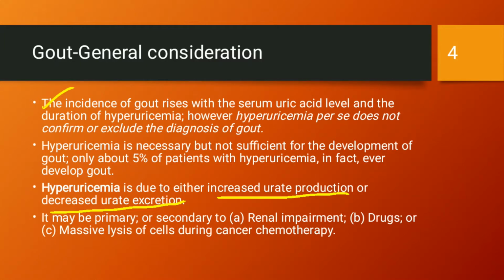in the body. Okay, so it may be primary or secondary to renal impairment, consumption of certain drugs, or massive lysis of cells during cancer chemotherapy. So there are certain conditions that may give rise to hyperuricemia, like renal insufficiency, where the kidney is unable to excrete the uric acid. Second, certain types of drugs cause increased production or decreased excretion of uric acid. And third, excessive lysis of cells during cancer chemotherapy.